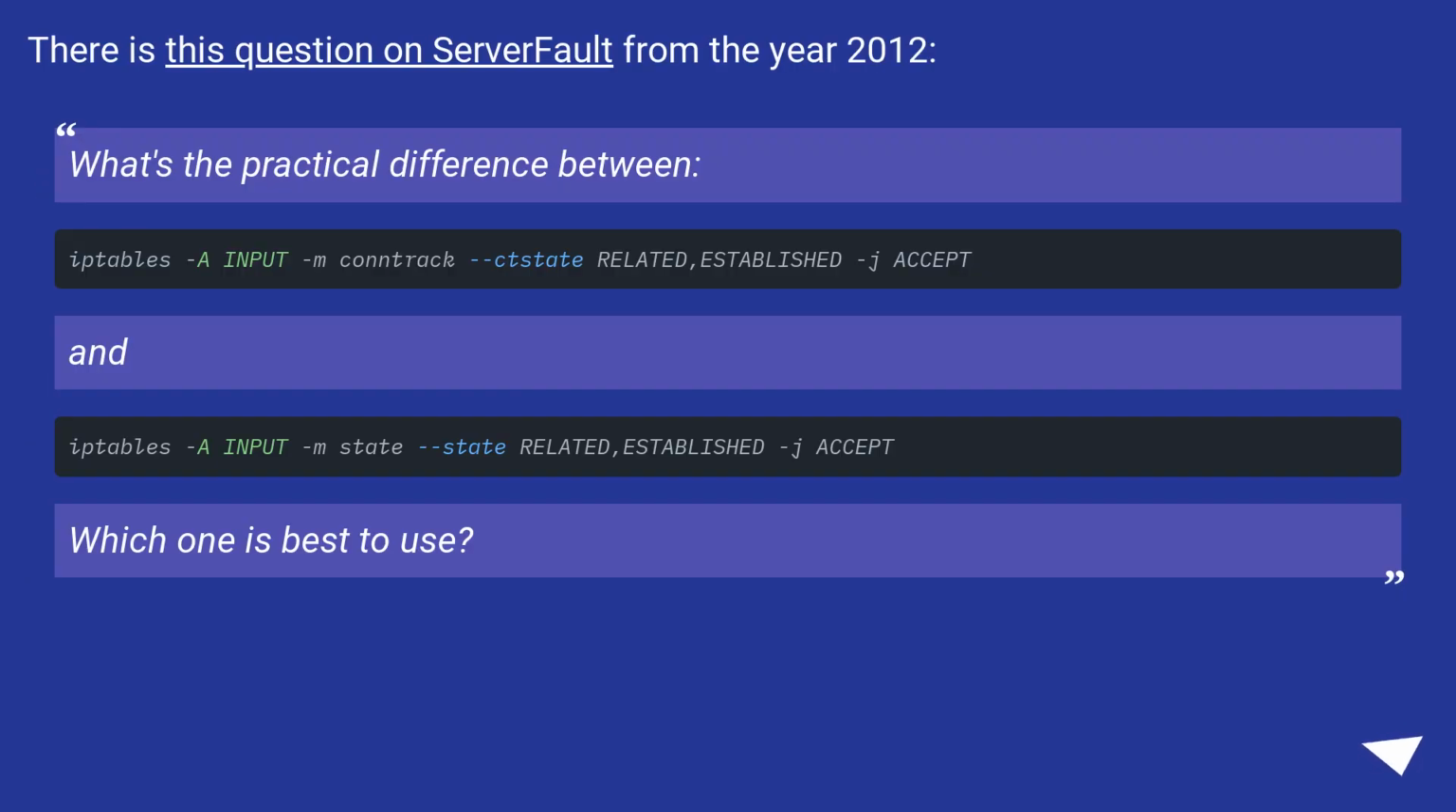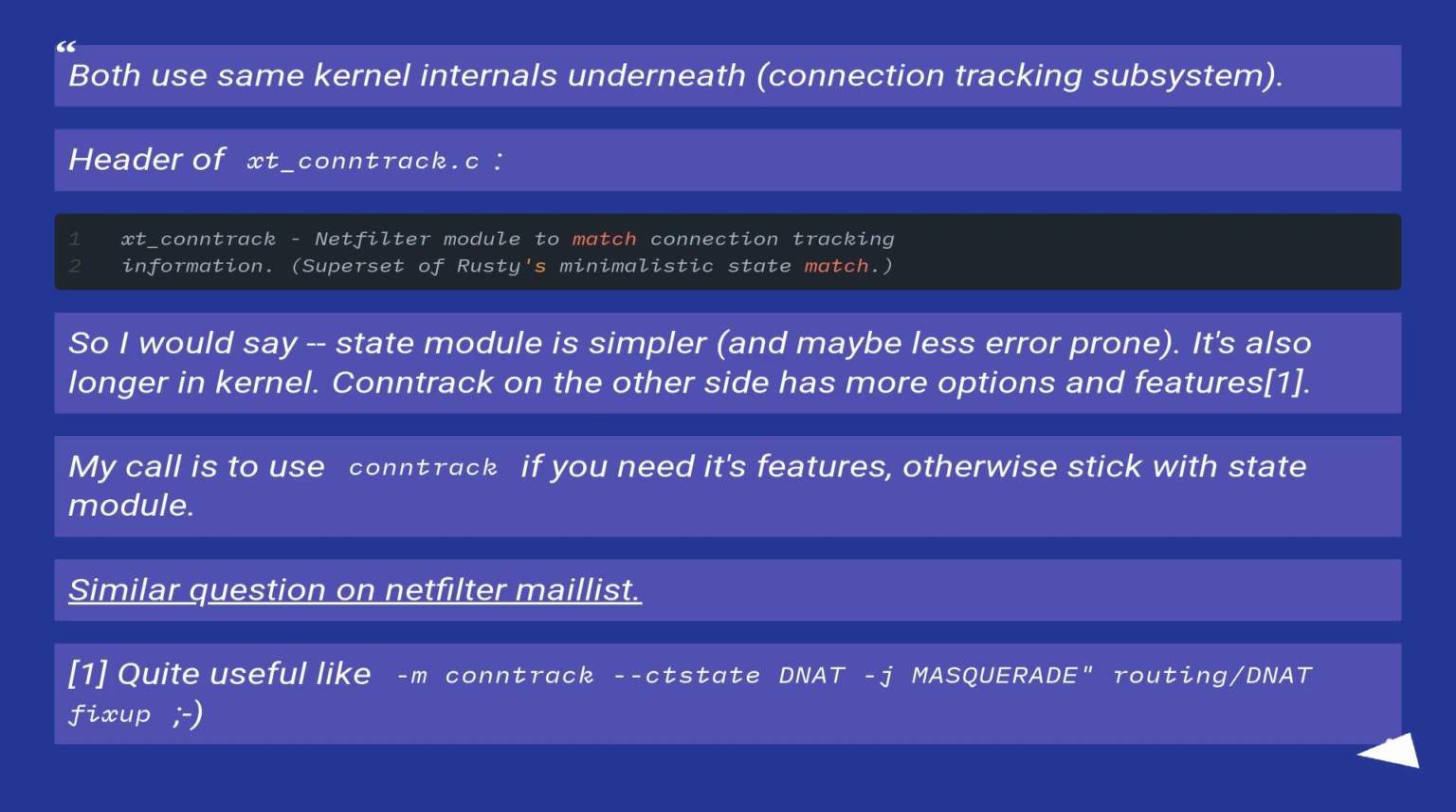There is this question on Server Fault from the year 2012. What's the practical difference between -m state and -m conntrack? Which one is best to use? The accepted answer is: both use the same kernel internals underneath, the connection tracking subsystem.